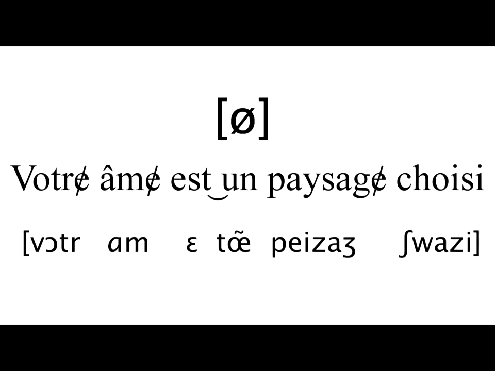The first line of Clair de Lune by the poet Verlaine, Votre âme est un paysage choisi, has 3 mute E's. In common speech, this would sound Votre âme est un paysage choisi. The first 2 are elided when singing, but the third is enunciated and becomes Votre âme est un paysage choisi.